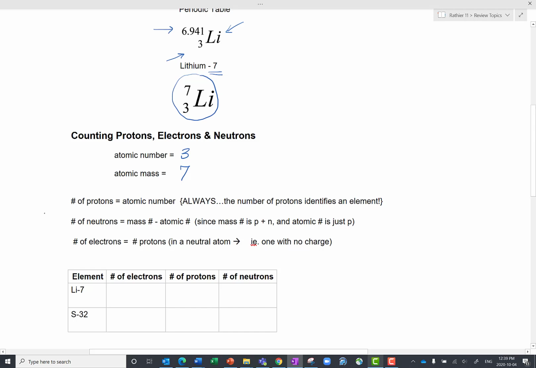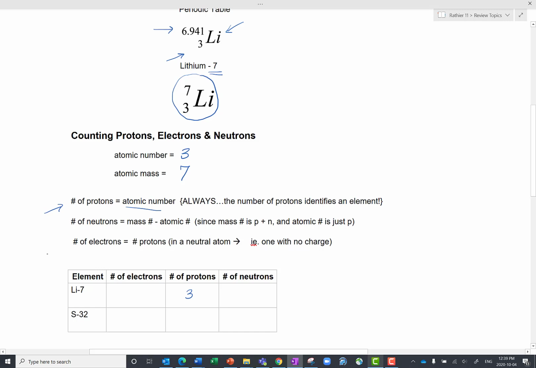Now, the number of protons I will get from the atomic number. The number of protons essentially gives me the identity of the element. So anything that has an atomic number of 3, or has 3 protons, is lithium. Okay, so the number of protons that we have in lithium is 3.